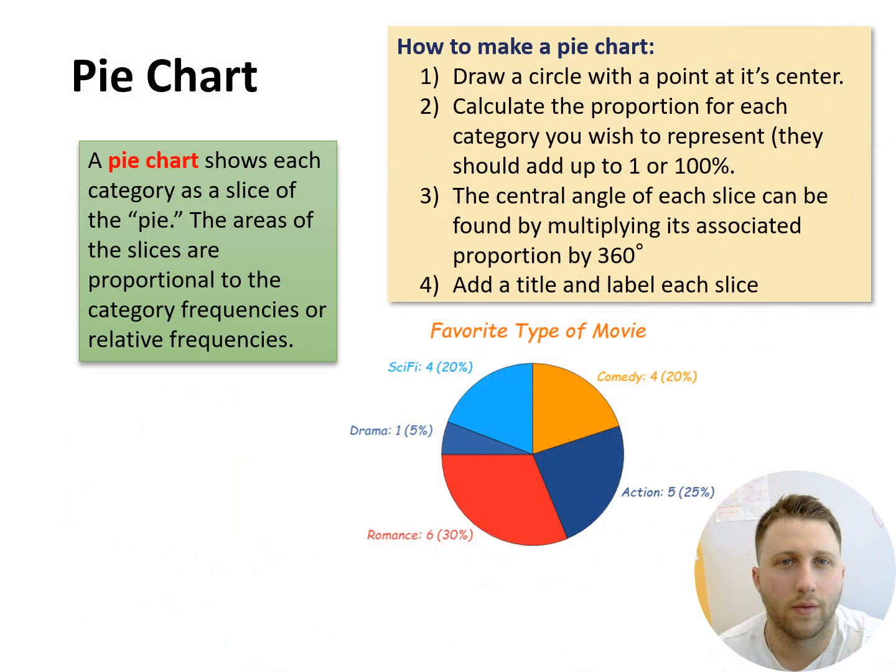And now onto the pie chart. So a pie chart shows each category as a slice of a pie. You can think apple or pizza pie, whichever you like more. And the areas of these slices are proportional to the frequency or the relative frequency for whichever category it is that you're discussing. Now, it's uncommon that you'll have to draw the circle yourself if you're asked to make a pie chart on the AP exam.